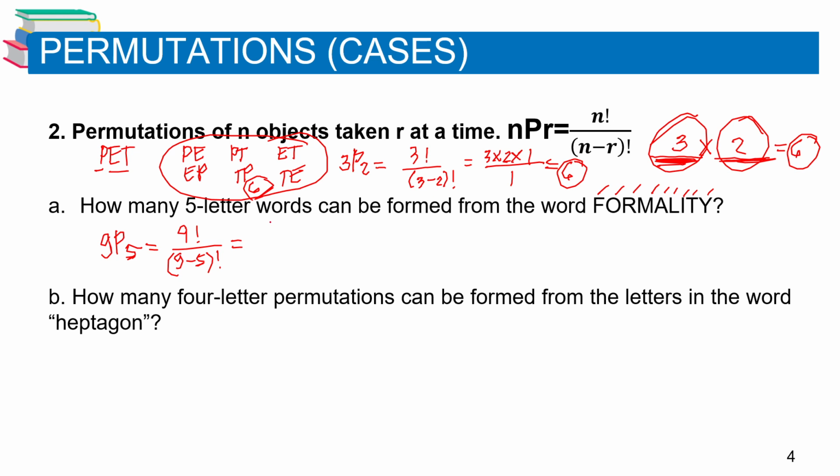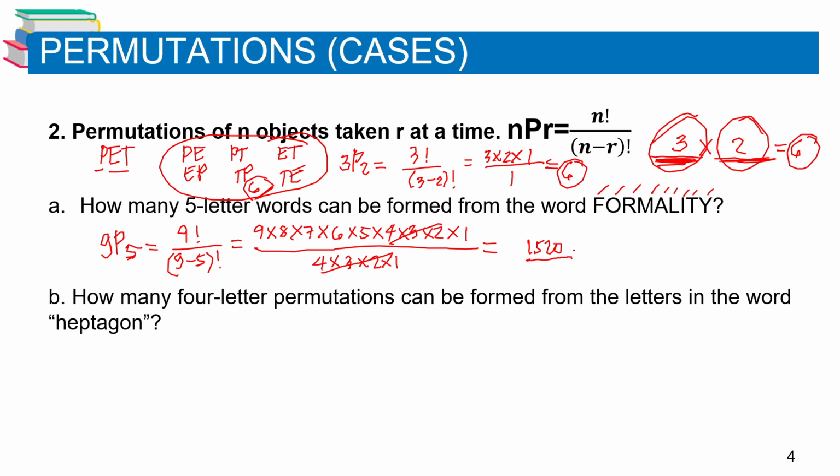So in this case, we have 9 times 8 times 7 times 6 times 5 times 4 times 3 times 2 times 1 over 9 minus 5, which is 4 factorial, this is 4 times 3 times 2 times 1. So cancel this part. When we multiply that, the answer is 15,120 5-letter words that can be formed.